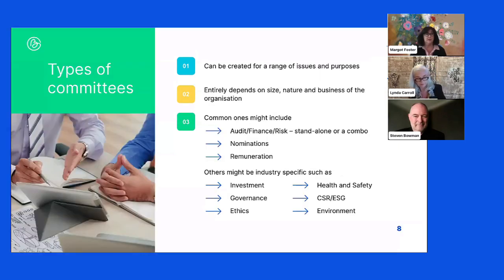Next one, please, Sean. So going back to the types of committees, and I think Steve and Linda have just touched on the fact that they need to be fit for purpose and created to deal with the issues as and when they arise. They entirely depend on the size, business and nature of the organisation. I've got those common ones there: audit, risk, finance. Sometimes they're standalone, increasingly they're combined. Often nominations and remuneration, they too can be combined, but others might be industry specific as set out there.